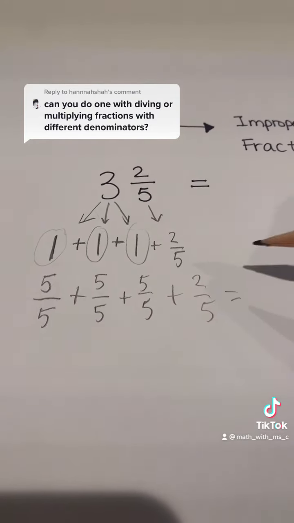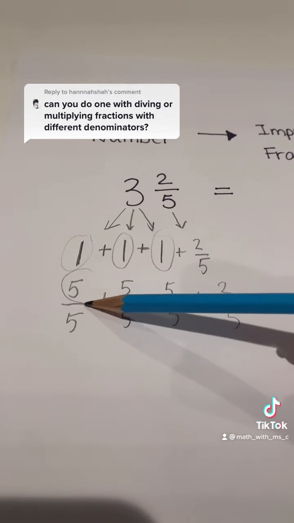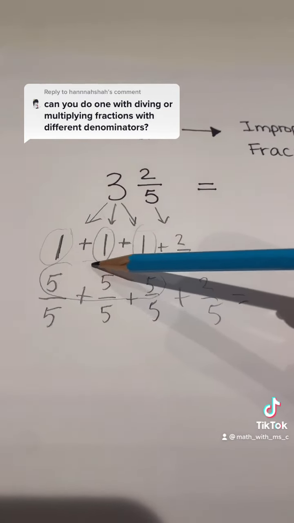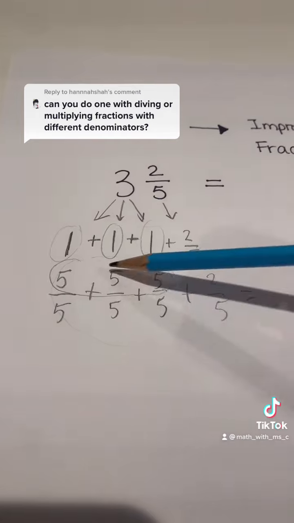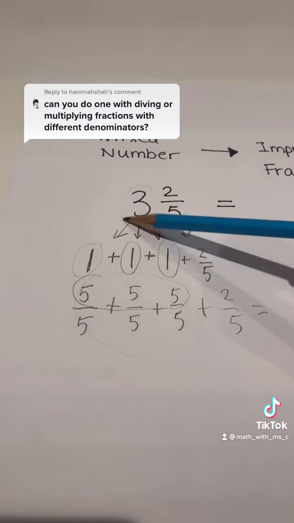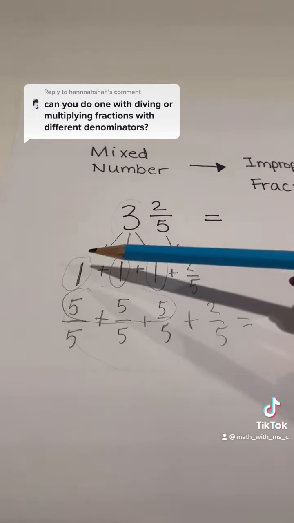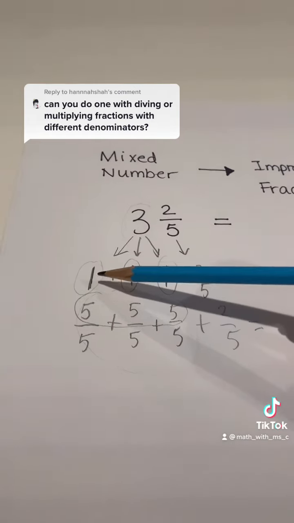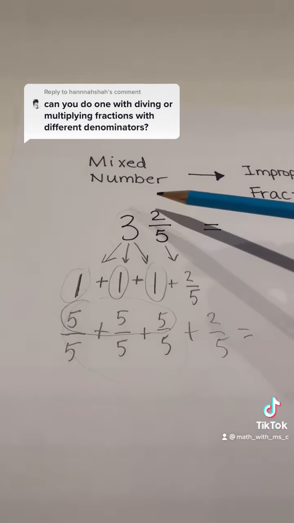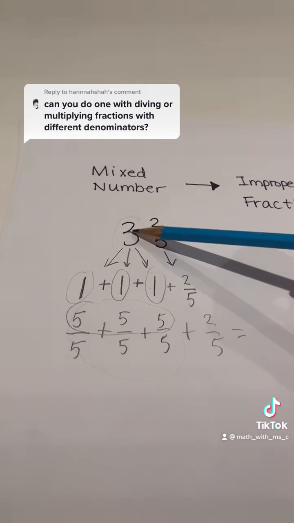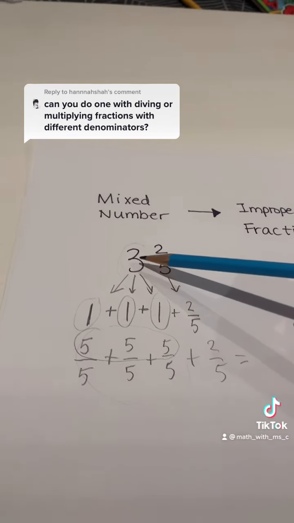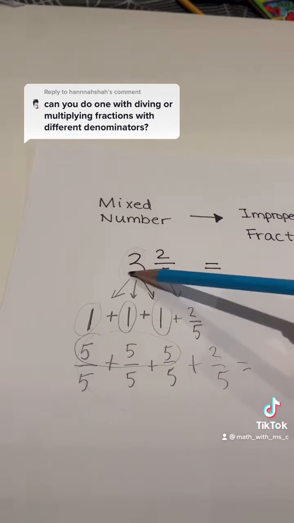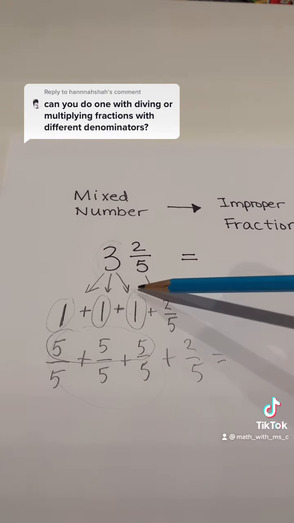So if I were to add this, we would do 5 plus 5 plus 5, which is 15. If you notice, there are 3 sets of 5/5. That's what the 3 represents. The 3 represents 3 wholes, and each whole represents 5/5. That's why your teacher tells you to multiply the whole number 3 with the denominator 5. That whole number tells you how many sets of 5/5 you'll have.